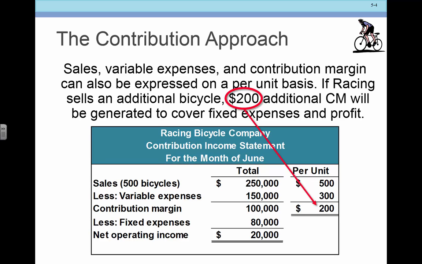If you were talking to your board of directors, what would you tell them that $200 represents? It's not gross profit, because I've got my selling and admin and marketing variable expenses in there, and gross profit is simply sales minus cost. What realistically is it? Each bike I sold can generate another $200 to cover my fixed expenses and my profit.